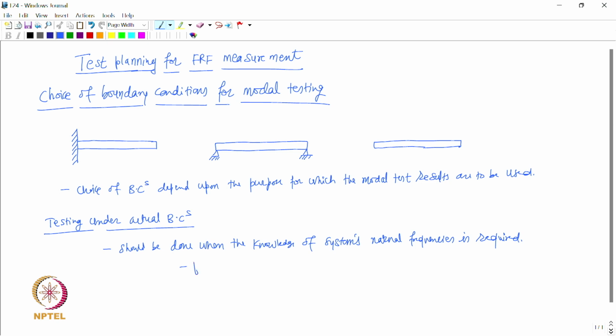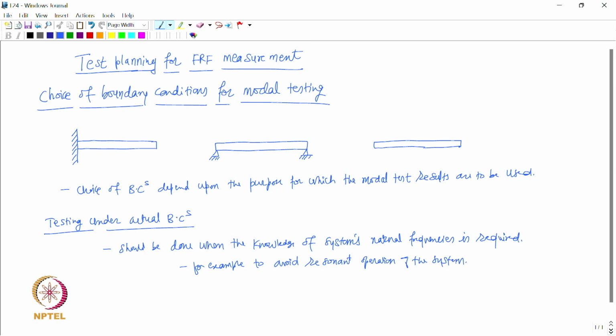For example, to avoid resonant operation of the system. So, that could be one inspiration to obtain the system's natural frequency.